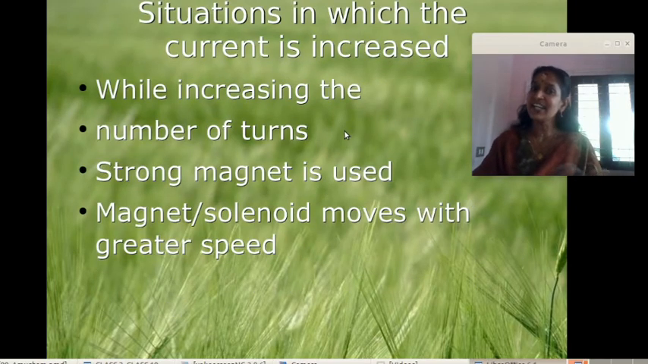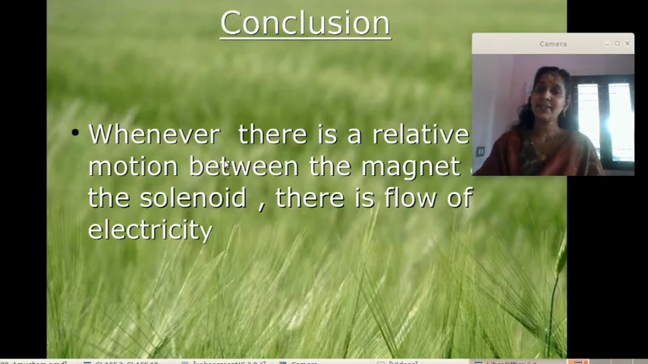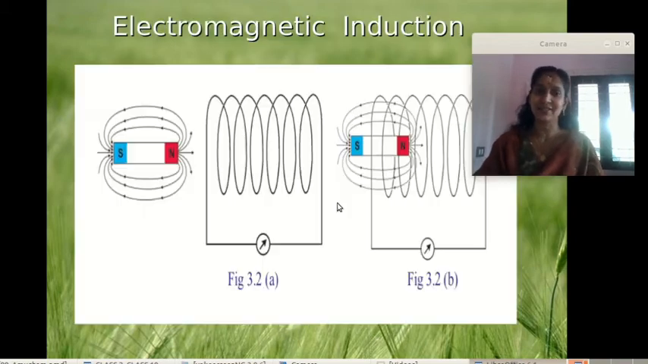Which are the situations in which the current is increased? While increasing the number of turns of the solenoid. If we use a strong magnet, the induced EMF or induced current also increases. If we move the magnet or solenoid with greater speed, the induced EMF or induced current also increases. So, whenever there is a relative motion between the magnet and solenoid, there is a flow of current.